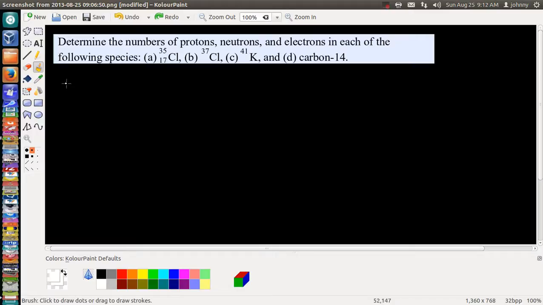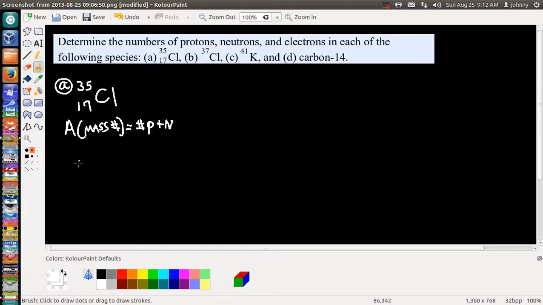Problem A, what we have is chlorine. Now, on this chlorine, they're giving us this nuclear notation, Cl with a 35 and a 17. Now, remember that the 35 is our A number, which is our mass number. And if you remember by definition that our mass number is equal to the number of protons and neutrons, then this is actually quite helpful.